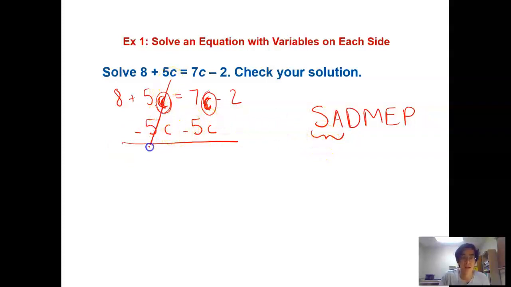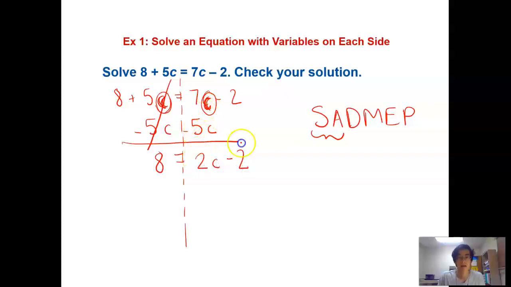So I know this is going to cancel on that side, and I'm going to draw an equal sign down here. One thing I really like to do when solving equations and finding the variable by itself is creating equal signs all at the same level, so it keeps my work really organized and I know what I'm doing on both sides of the equation. Okay? So I am going to get 8 on this side because the 5c's cancel out, and then 7c minus 5c is going to give me 2c, and then it's going to be minus 2 based on what's dropping down here.